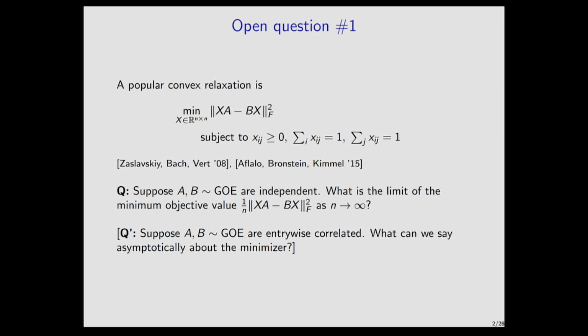But of course, for the graph matching application, maybe the question you're actually interested in is, if there's some correlation between the two matrices, what is the structure of the minimizer, right? But even in the null setting, I think this question is wide open right now. So this is the question that's motivated our work.